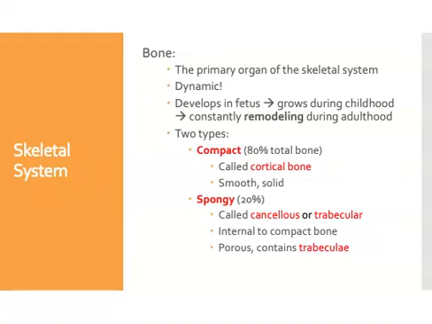Compact or cortical bone is very smooth and very solid. In comparison, spongy bone also goes by the name cancellous bone and trabecular bone. Spongy bone, again, tends to sit inside of a layer of compact bone. And spongy bone, by its nature, is quite porous. There's a lot of space in and around the regions of spongy bone that are referred to as trabeculae.